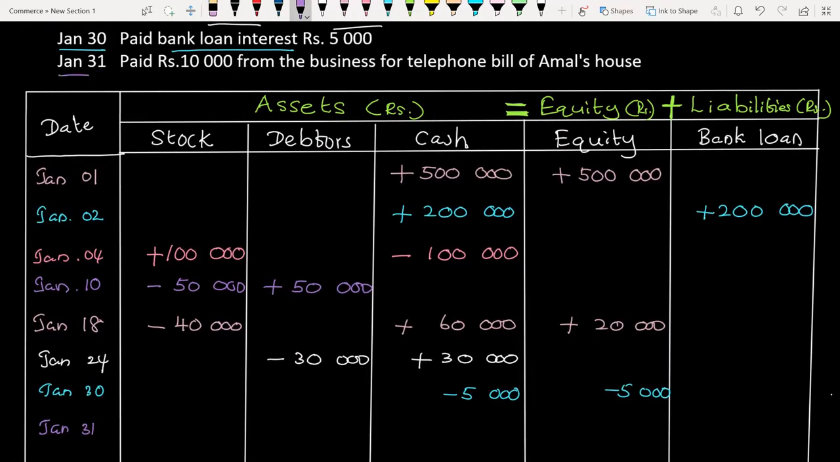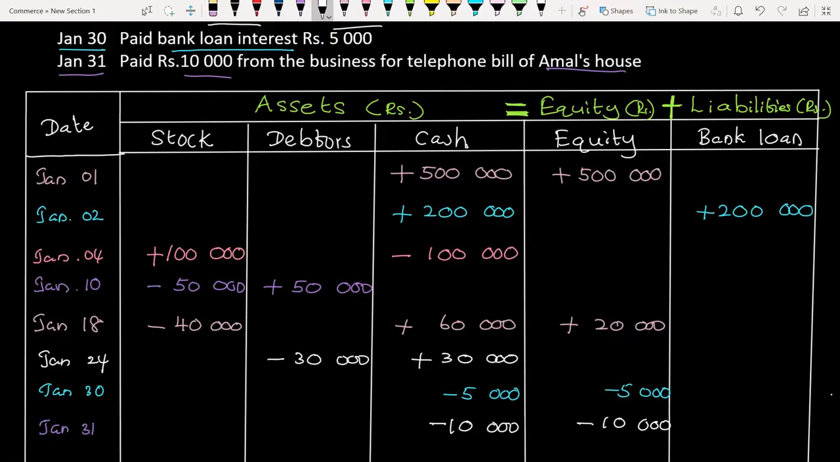Here's our last transaction. Paid 10,000 from the business for the telephone bill of Amma's house. This is a cash drawing, so cash decreases by 10,000 and equity also decreases by 10,000 because of drawings.